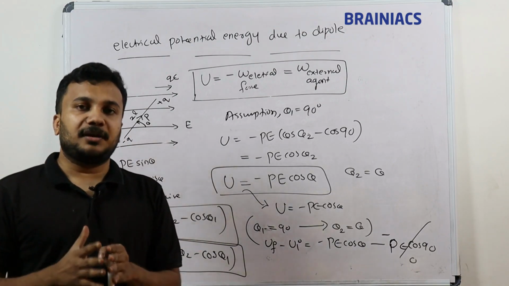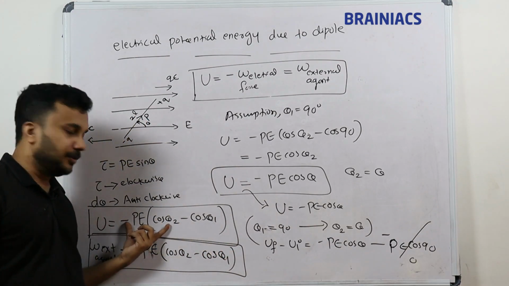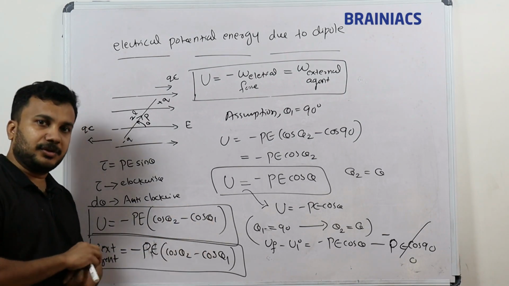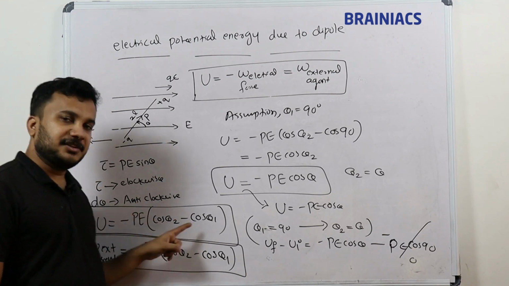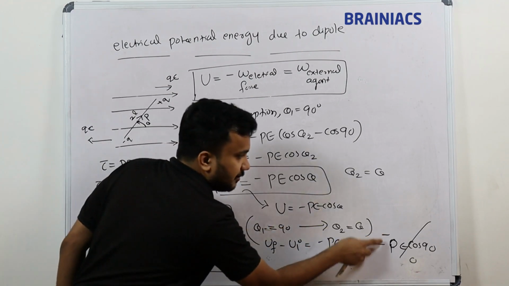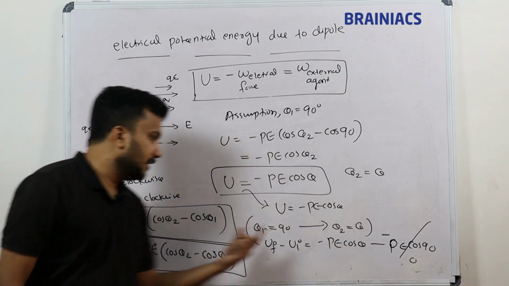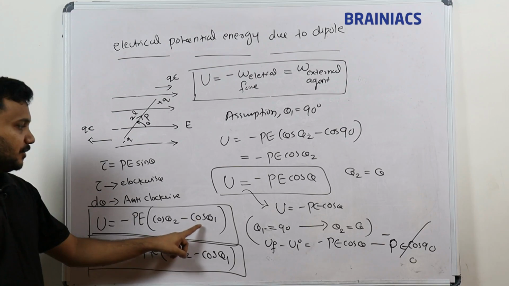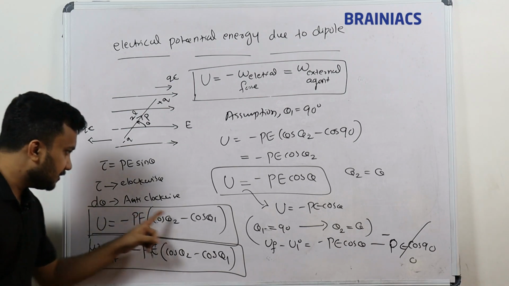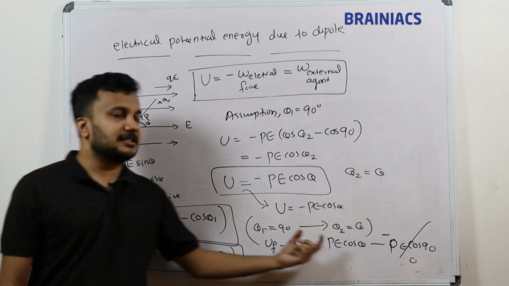Okay, if theta 1 and theta 2 values are given to you, then in this equation, minus Pe cos theta 2 is the final position, and if you multiply out, it becomes plus Pe cos theta 1. So you get Pe cos theta 1 minus Pe cos theta 2. Minus and minus become plus. Cos theta 2 is the second term, cos theta 1 is the first term, where it is rotating from. So actually this formula is the same as this formula.